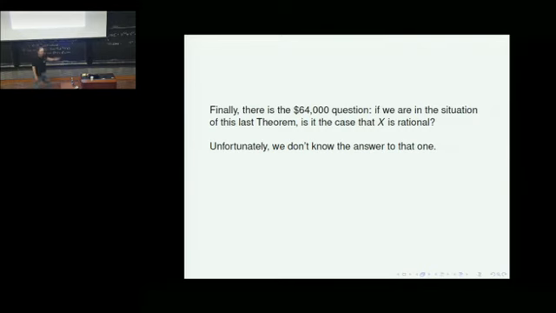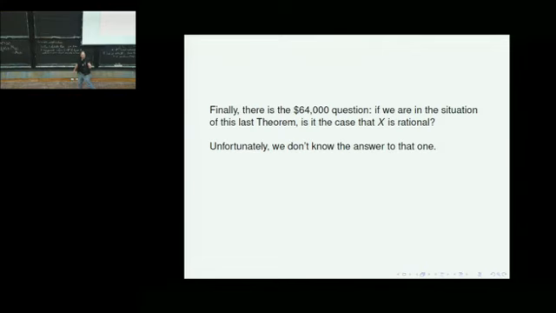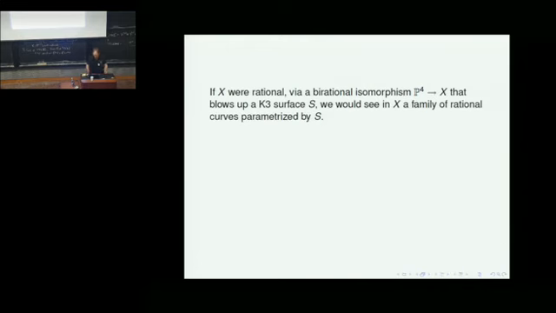So you could ask, in these cases where you have this connection with a K3 surface, can you find on the cubic fourfold a family of rational curves parametrized by that K3 surface? And Brendan finds that the answer to that, again, is yes, at least in an infinite sequence of cases. So again, the logic is, if there were a rational map that blew up a K3 surface, we would see rational curves parametrized by that surface.